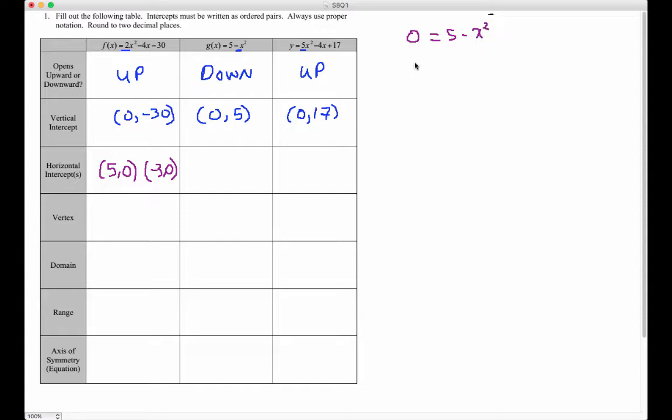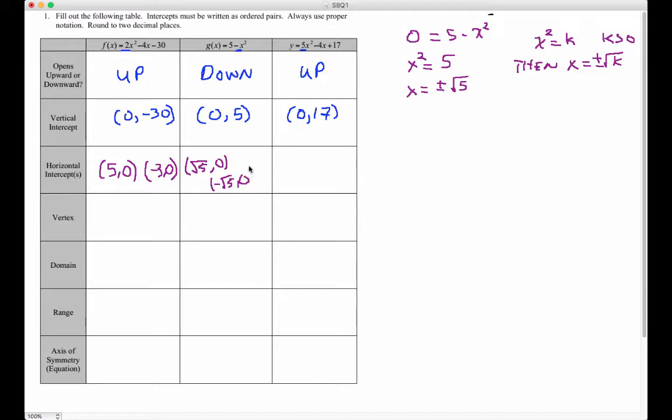Well, let's see, what does that say? That says that x squared is equal to 5. And by using my property of square roots, that says that if you've got x squared is equal to k, where k is greater than 0, then what we know is that x is equal to plus or minus the square root of k. So that same idea happens here, and so we get x is equal to plus or minus the square root of 5. So that tells me that my ordered pairs are going to be (square root of 5, 0), that'll be one of them, and then (negative square root of 5, 0), that'll be the other one.